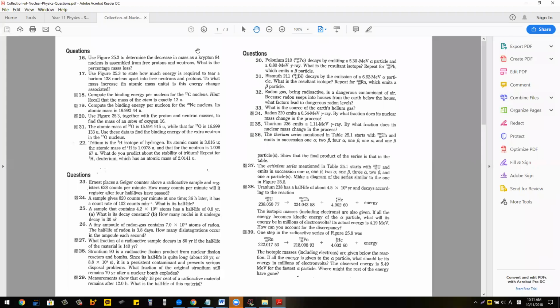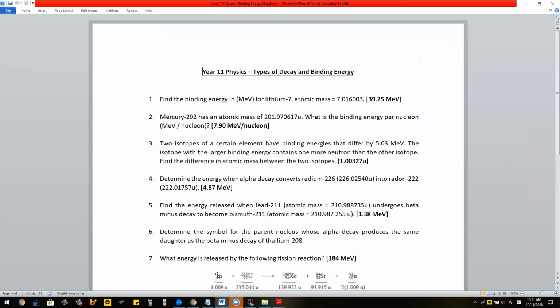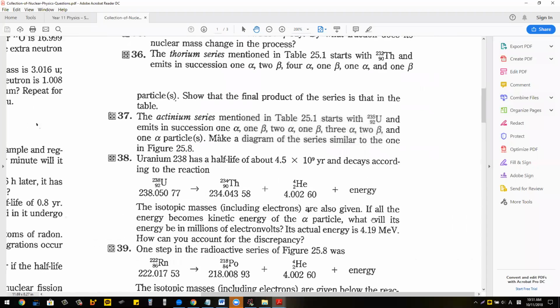So that's this worksheet here. On the one I just sent you, there's question 38, 43, 31. Yeah, we'll just do 38.